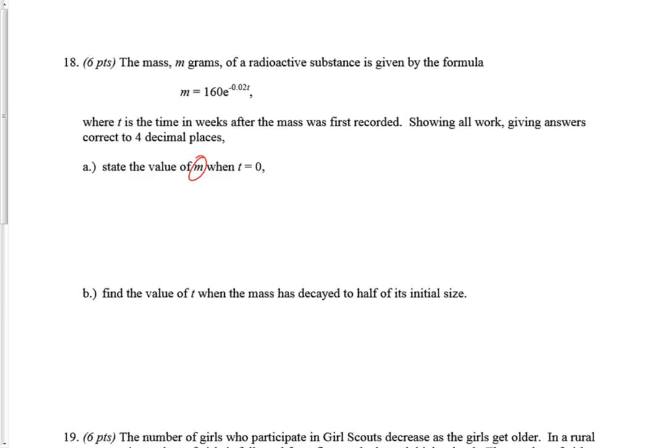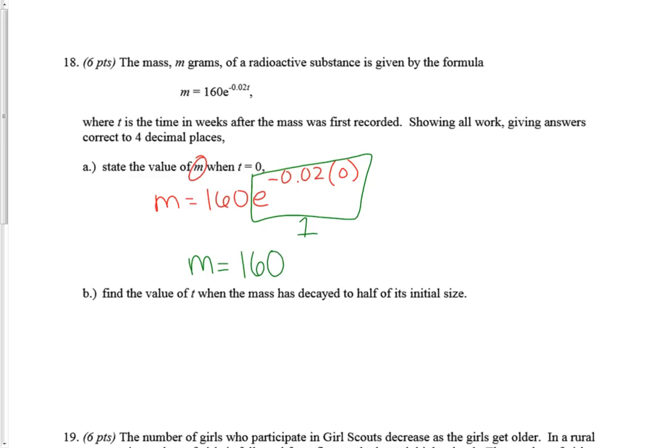So all this is really asking us to do is to take our original problem right here and plug in t equal to 0. So I should recognize, even without my calculator, that anything to the 0 power is equal to 1. So I have 160 times 1. So m would be 160. I told you in the problem it was grams. So m is 160 grams.